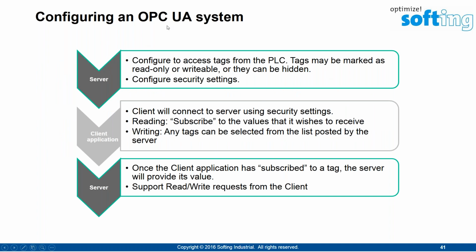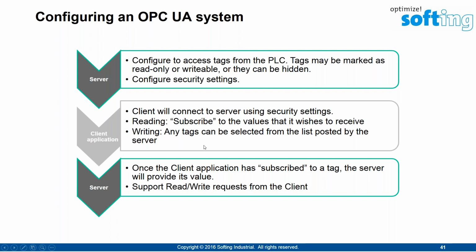Okay, now let's see how an OPC UA system is configured. So the server has to be configured to access tags from the PLC, and they can be configured as read-only or writable, or you can hide them from any client. Also, the server access and message security settings need to be configured.